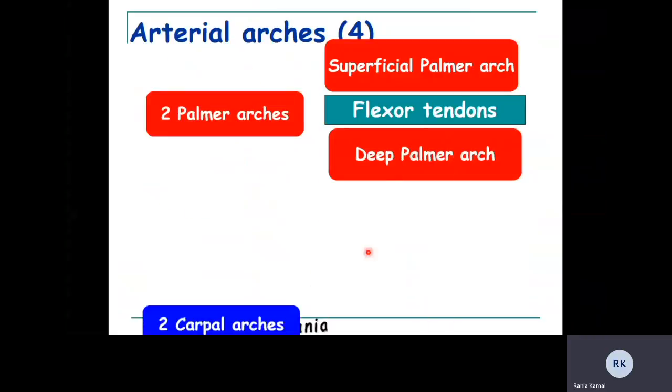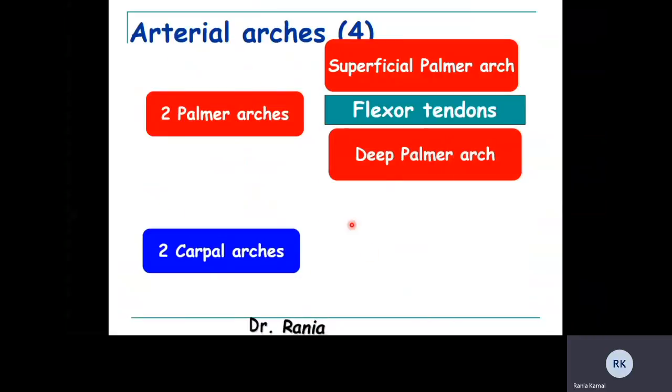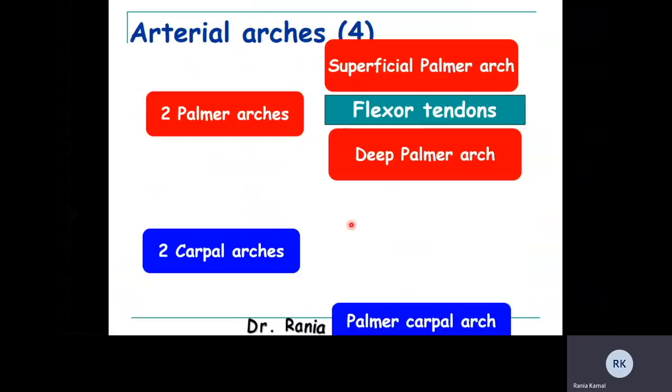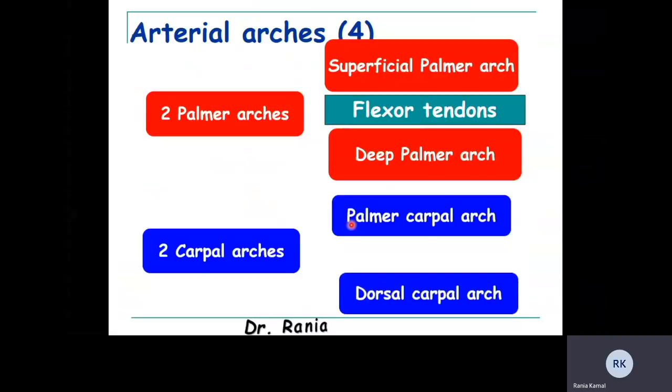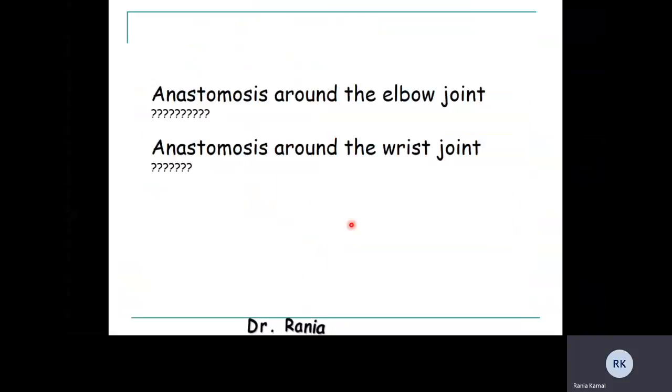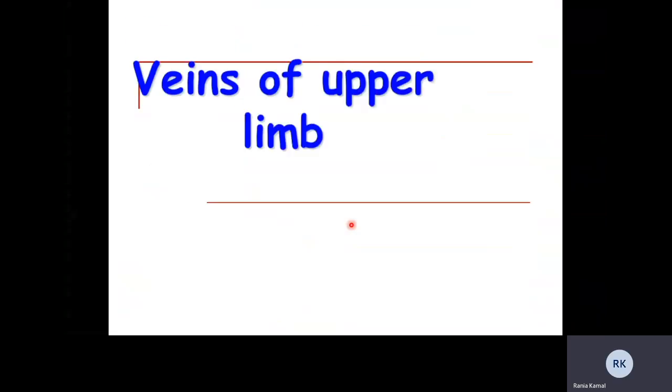In the carpal region, we have 2 carpal arches, and each one of them is formed by one of the branches of the ulnar artery and one of the branches of the radial artery. These two arches are the palmar carpal arch and the dorsal carpal arch, and they are palmar and dorsal to the carpal bones. Those arteries will form anastomosis around the elbow and around the wrist joints.